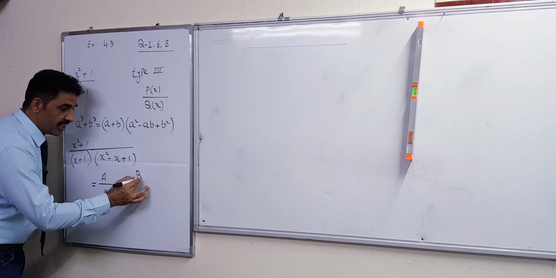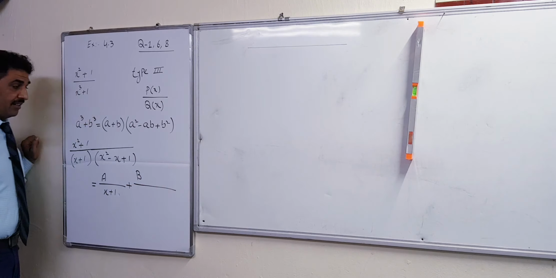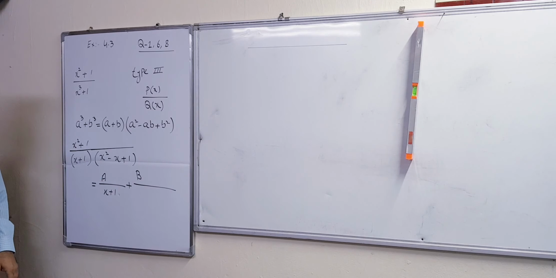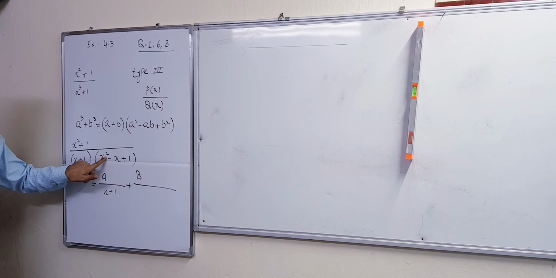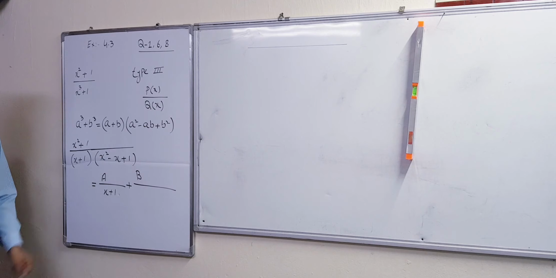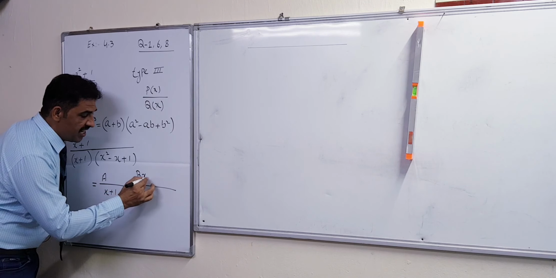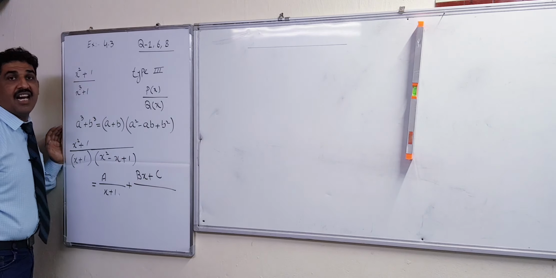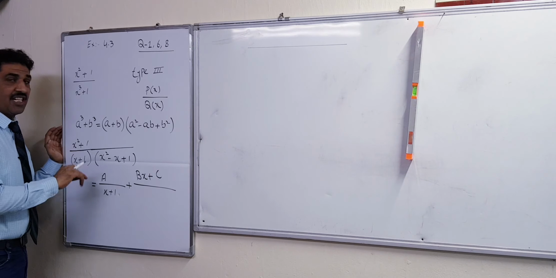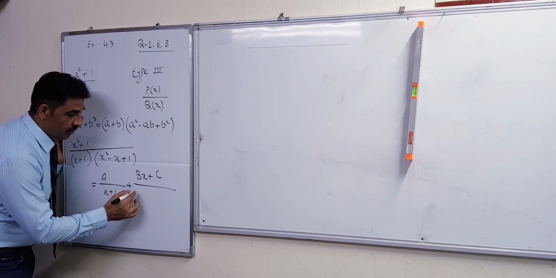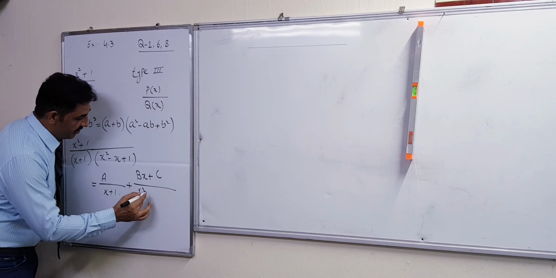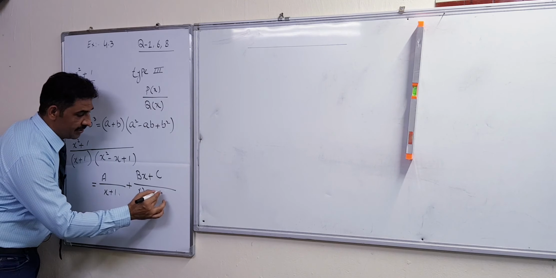Before that we were writing B over any factor which is given, but here, when its power is x square, you will not write only B. You have to write it here as Bx plus C. That is a change with respect to 4.2. Here the denominator is the same, x square minus x plus 1.